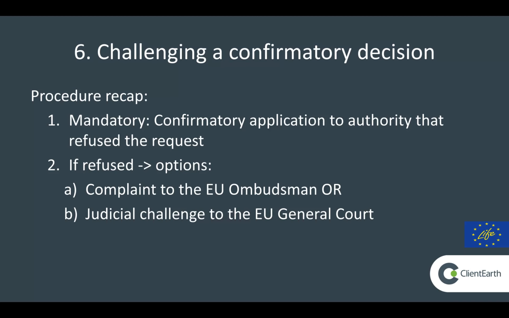So I will be speaking to you about the possibilities once you have received the confirmatory decision from the institution. So you have made a confirmatory application, that's the mandatory first step, and you have still not obtained the information either because the institution has refused it or simply failed to reply. In that case, you have two options. You can make a complaint to the EU Ombudsman, or you can bring a judicial challenge to the EU General Court. And so I will be speaking to you about both of them.